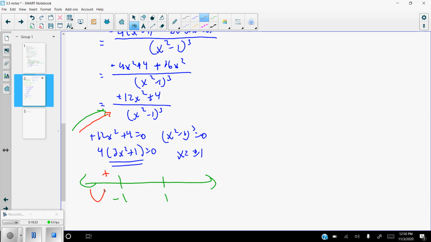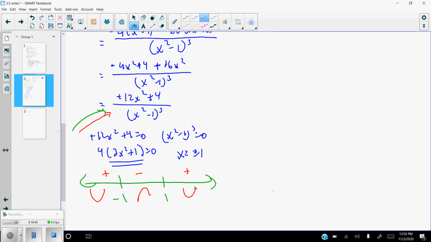Testing a 0 on the numerator and denominator, plugging a 0 in the numerator is going to give us positive. Plugging a 0 in the denominator is going to be negative. So it's going to be concave down. And then plugging a +2 in the numerator and denominator is going to be exactly the same result as plugging in a -2. So it's going to end up being positive or concave up.